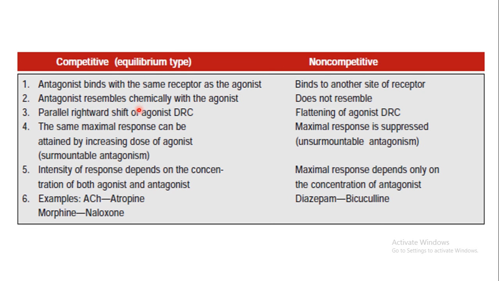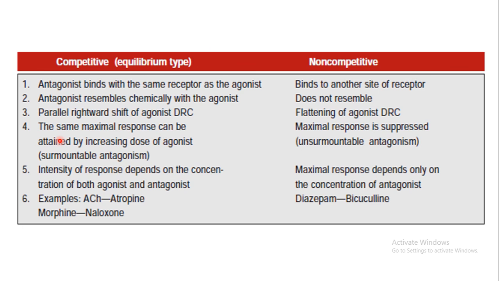Next point of difference: the antagonist resembles chemically with the agonist. Their structure may be similar so that it can fit in that particular area. But in case of non-competitive, it does not resemble because its site is totally different. Then a parallel rightward shift of the agonist DRC is seen over here. But in case of non-competitive antagonism, flattening of the agonist DRC takes place. Rightward shift is there, but flattening also, and the maximum response is lowered.